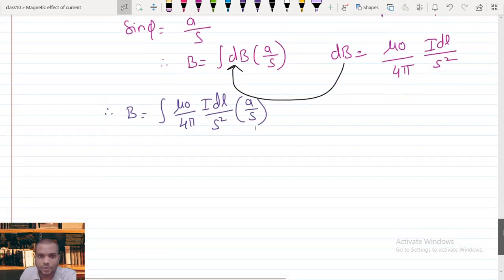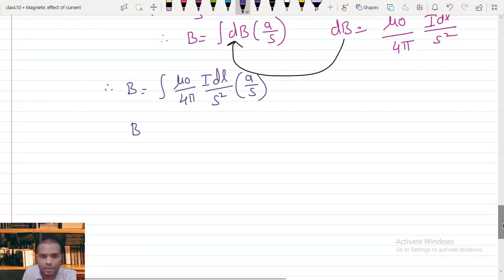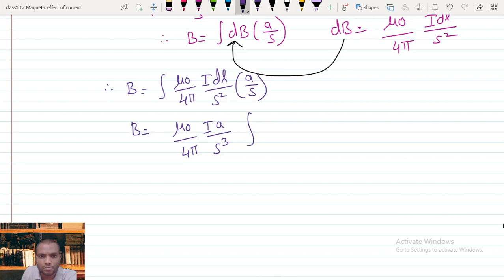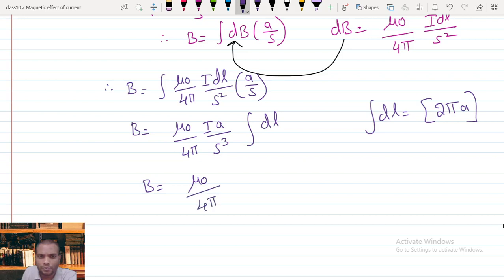Yeah, let's simplify further. Therefore magnetic field B equal to, now if you take it out, which are the non-integrable terms here? So mu naught upon 4 pi times I A upon S cube. Everything is a non-integrable term, therefore the integral of dl. So this is again a circular loop. The integral of dl equals the circumference of the loop, which equals 2 pi A. Therefore B equals mu naught upon 4 pi times I A upon S cube upon 2 pi A.